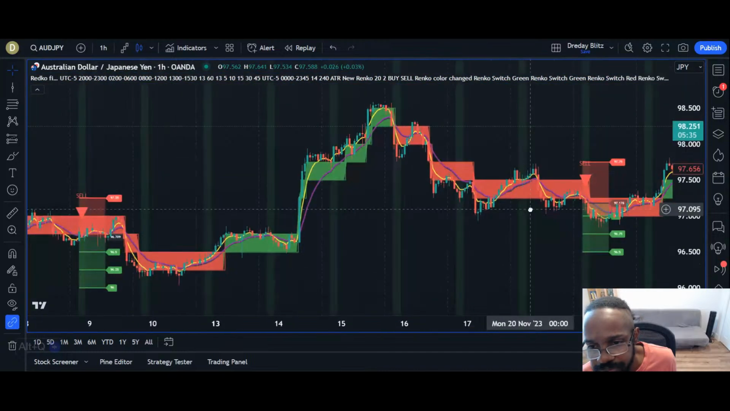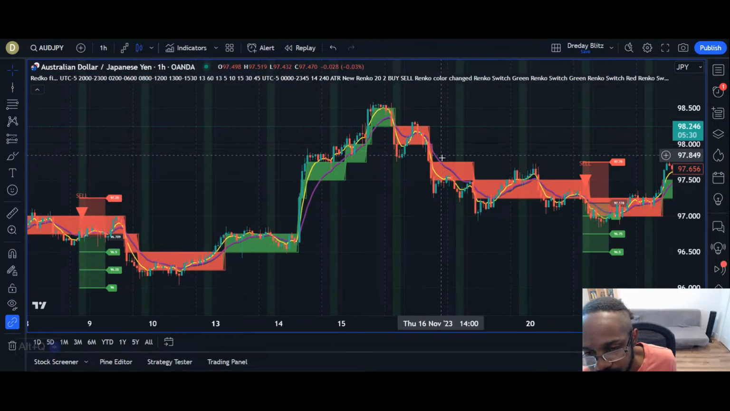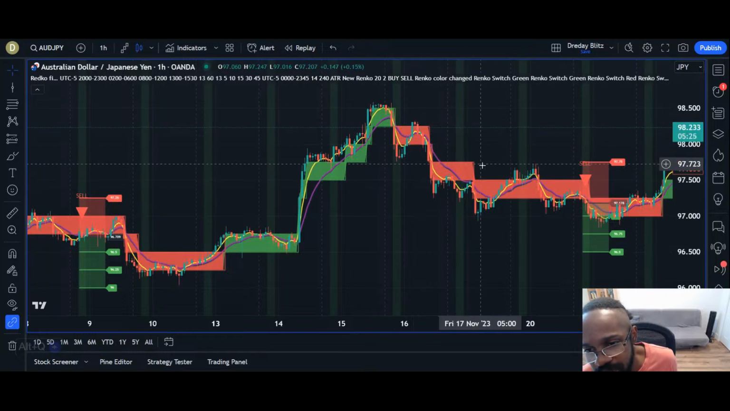Okay. And if you remember on the 15-minute chart, the Renko bars were going up and down, right? But this one is more smoother.